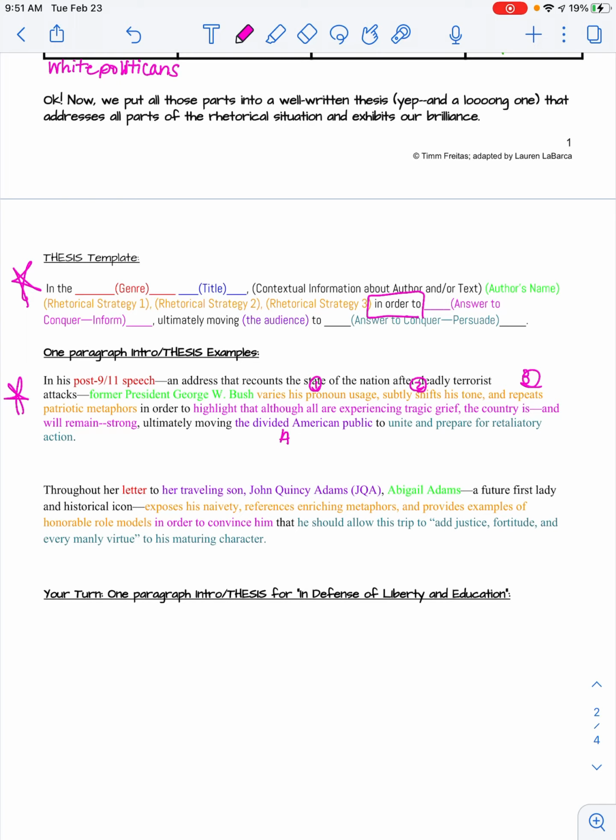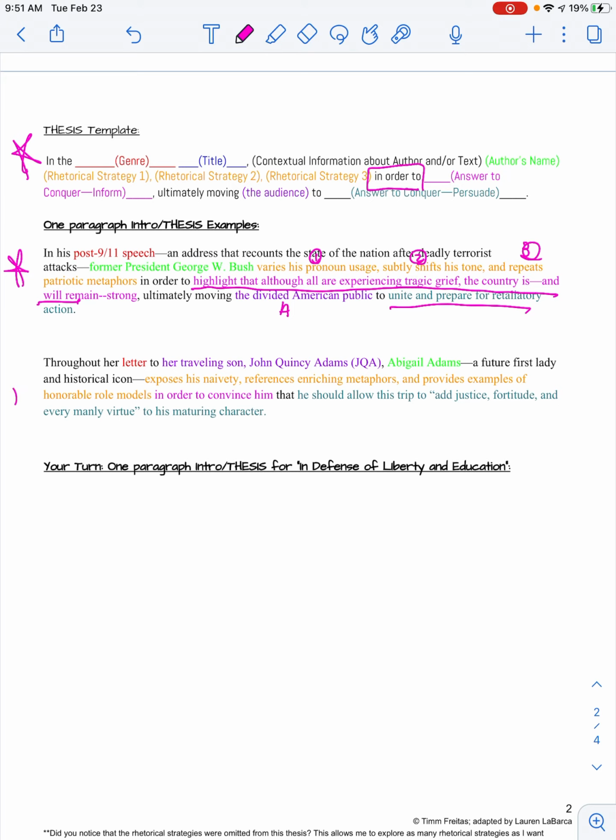So I want you to see in particular here, this is a part that we sometimes struggle with, the difference between my inform and my persuade. Okay, what do I want them to know? The country is strong. We will be okay. What do I want them to do? Unite together and prepare for battle.